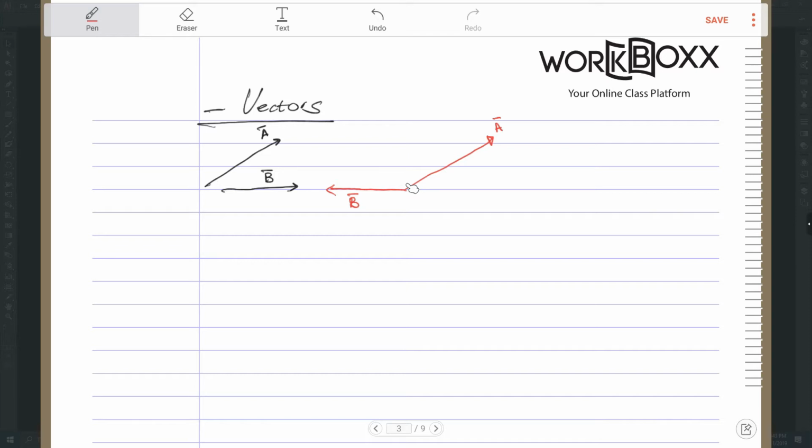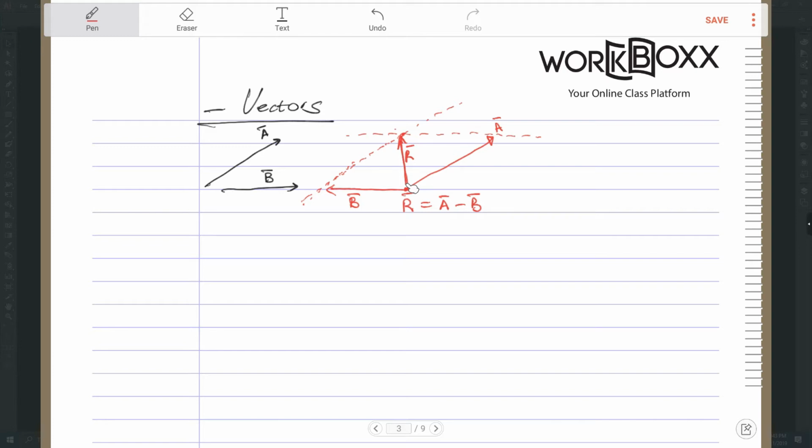Remember, you're still using the parallelogram rule. So you draw a line parallel to vector A and another line parallel to vector B. Starting from where the tails are, going to the point where the two parallel lines intersect, you're going to have your resultant vector. Let's call it R. Therefore, your resultant vector is going to be A minus B. That's how you do vector subtraction.